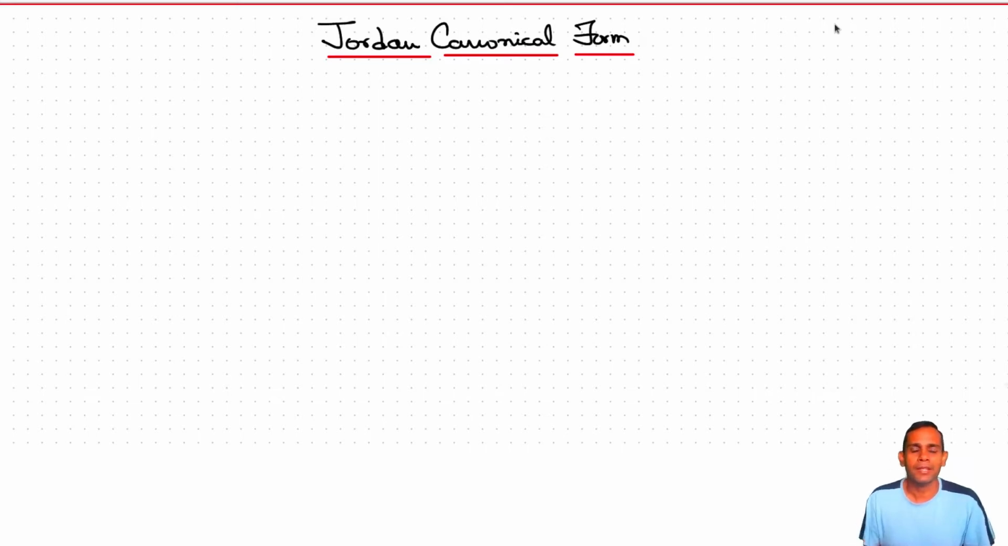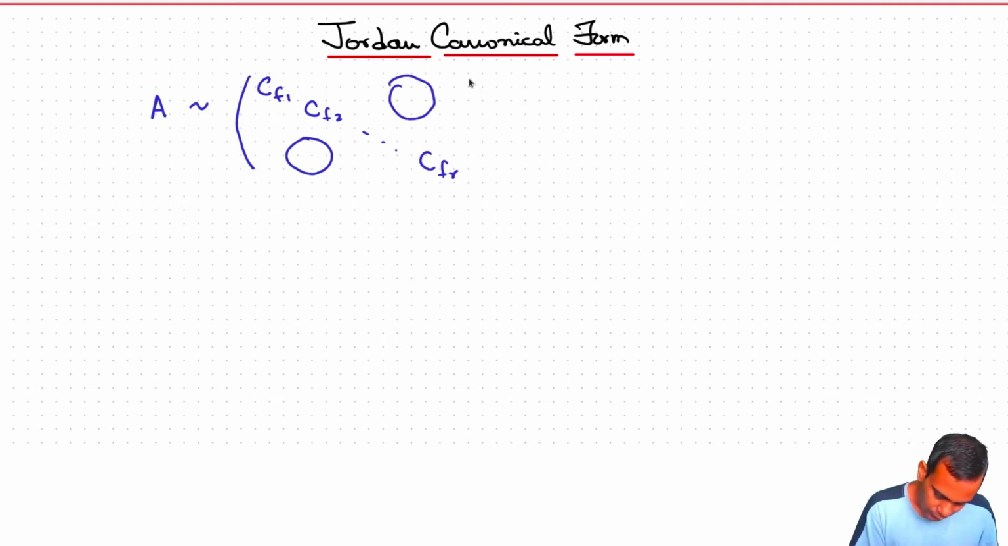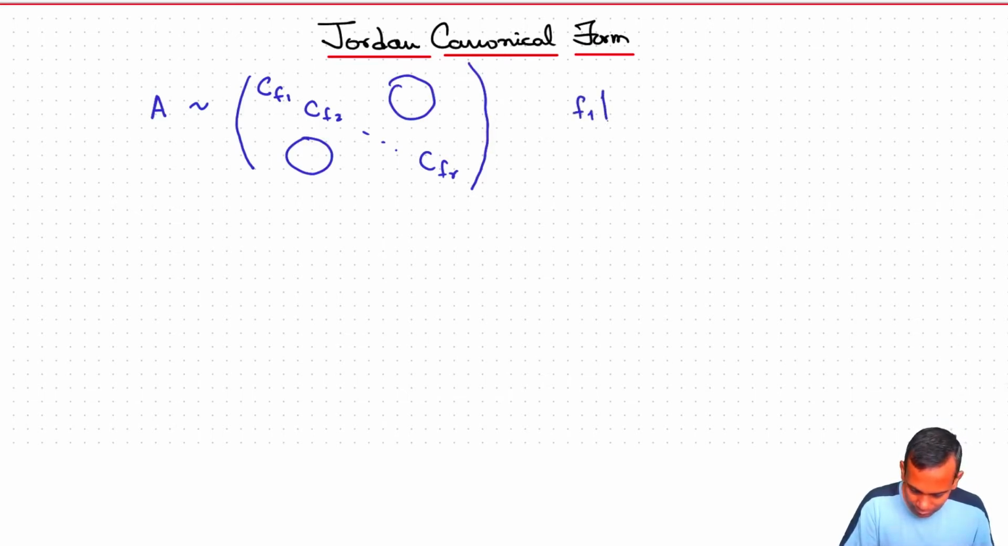What it says is that every matrix A, of course with entries in some field, is similar to a unique matrix of the form CF1, CF2, up to CFr, and zeros everywhere else. This is a block diagonal form, where f1, f2, up to fr are polynomials, and we have f1 divides f2 divides ... divides fr.